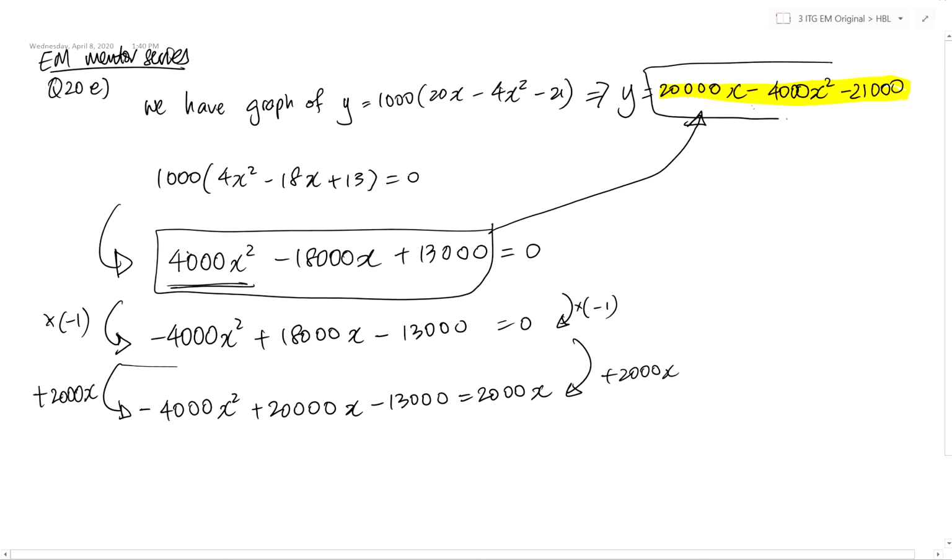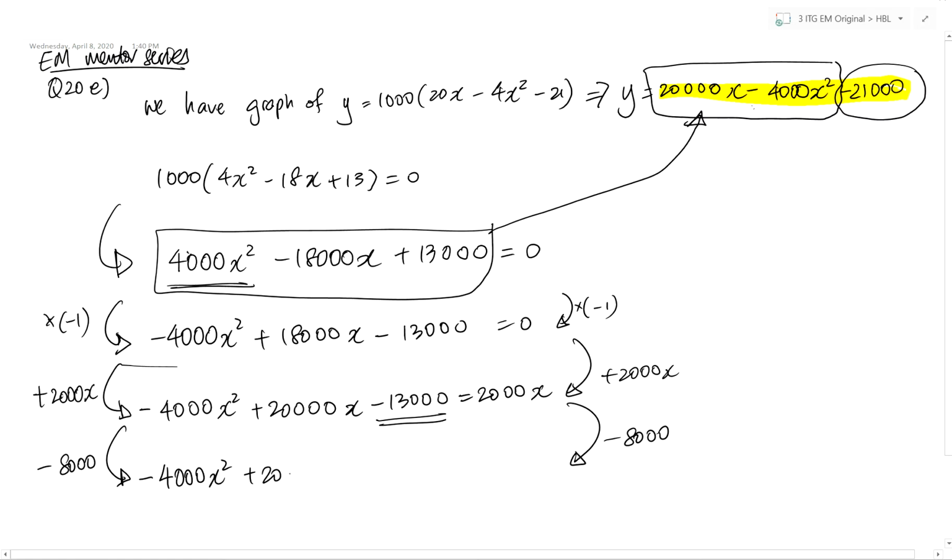Now we are two thirds of the way there. I require negative 21,000. Currently, I only have negative 13,000. So in order to get negative 21,000, I need to minus 8,000 on both sides. So I get negative 4,000 x squared plus 20,000 x minus 21,000, and we get 2,000 x minus 8,000.